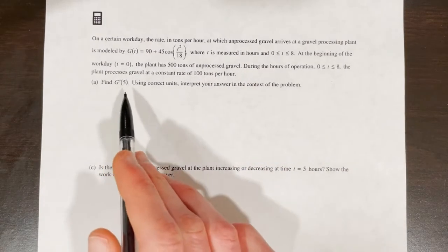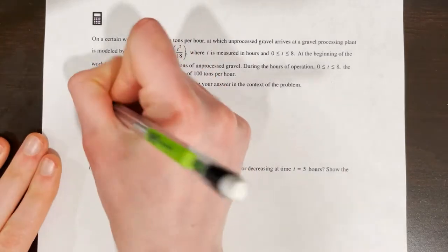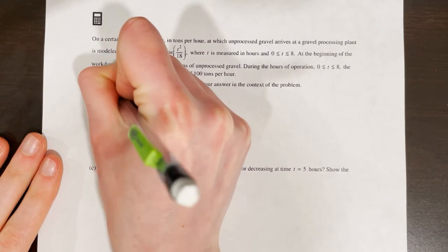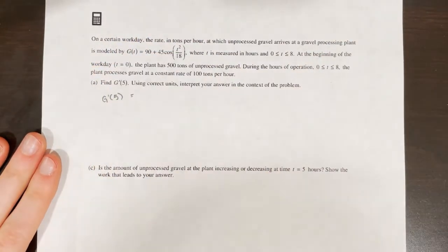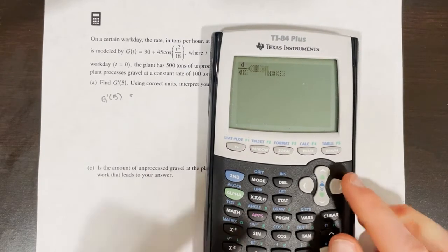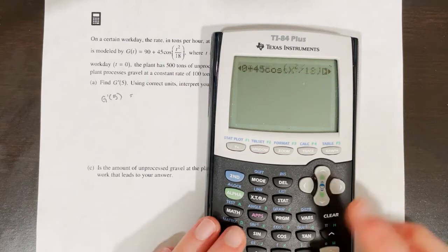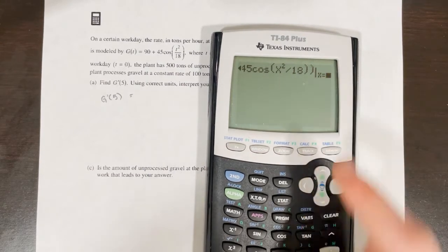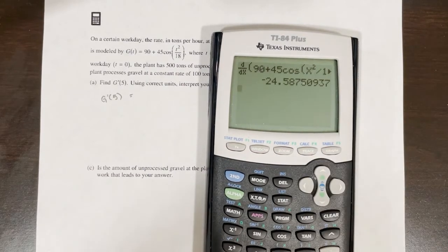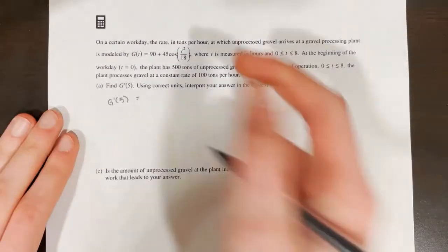First, find g prime of 5. Using correct units, interpret your answer in the context of the problem. Finding g prime of 5 is not difficult, especially since this is a calculator problem. I just need to hit math 8, and then I will be able to say d dx, plug in this function with x, and I want it to calculate the derivative at t equals 5. So I hit the 5 in there, and that is equal to negative 24.587.